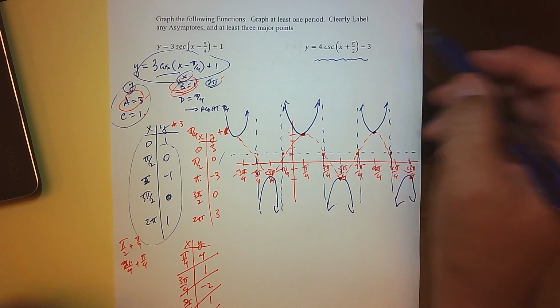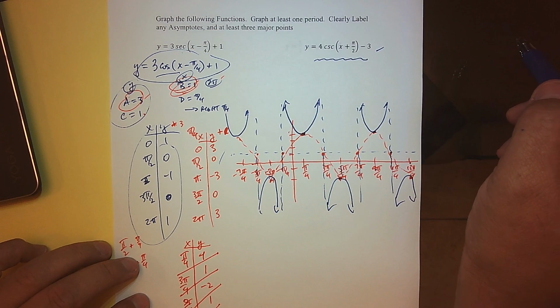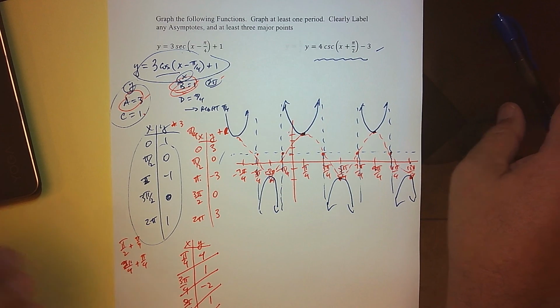So let me pause here, and I'll come back in another one, and we'll take a look at that 4 cosecant of x plus pi over 2 minus 3.